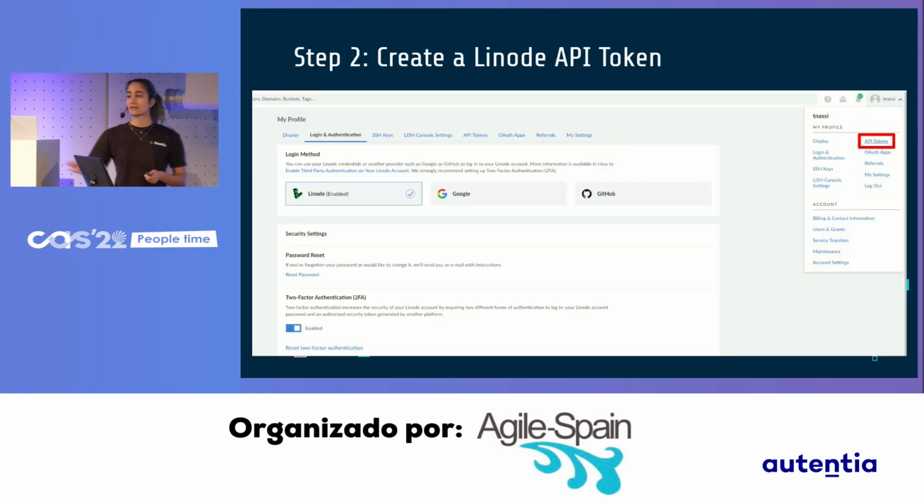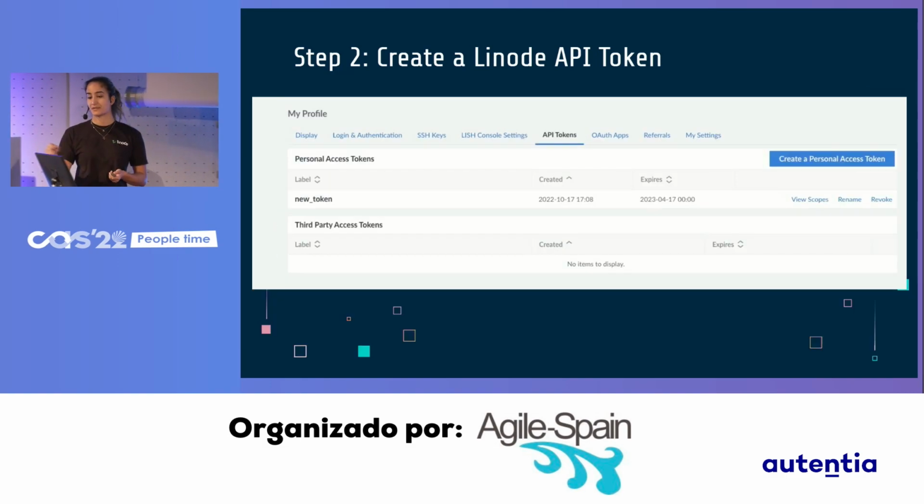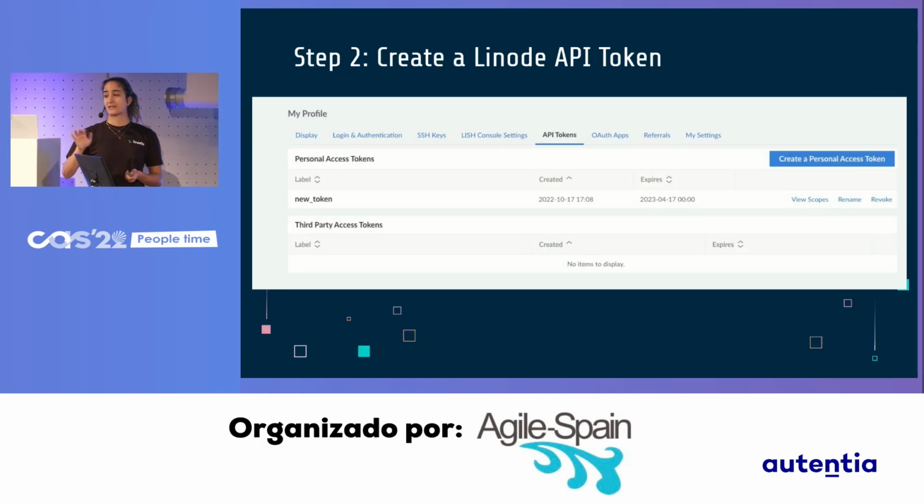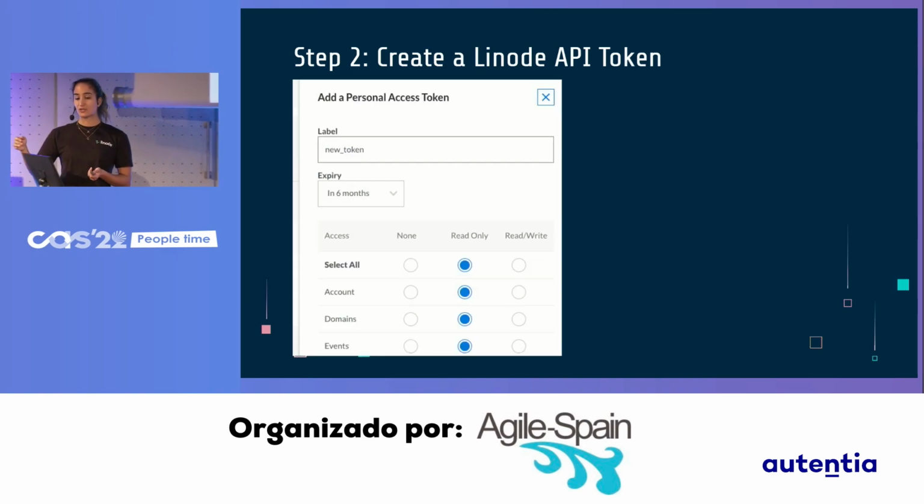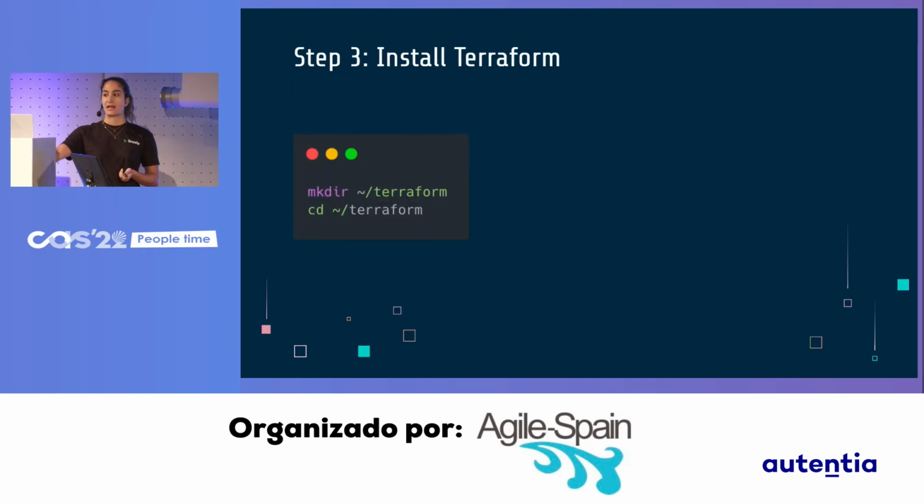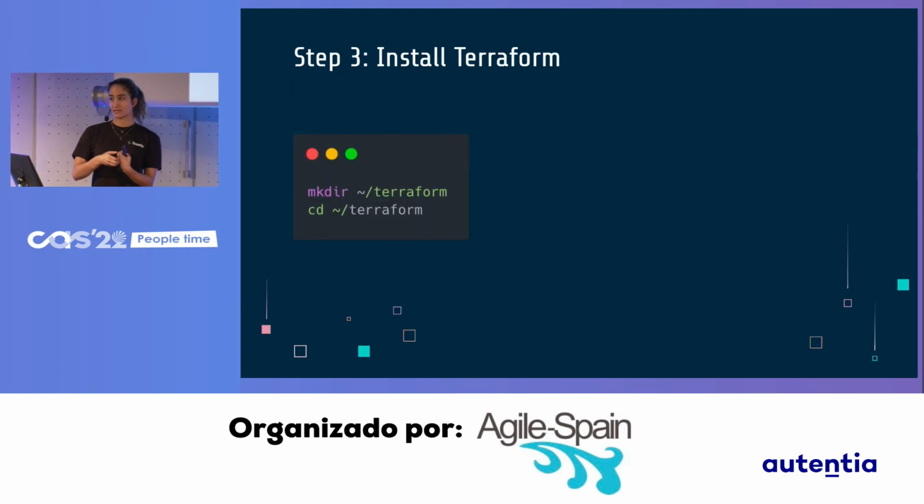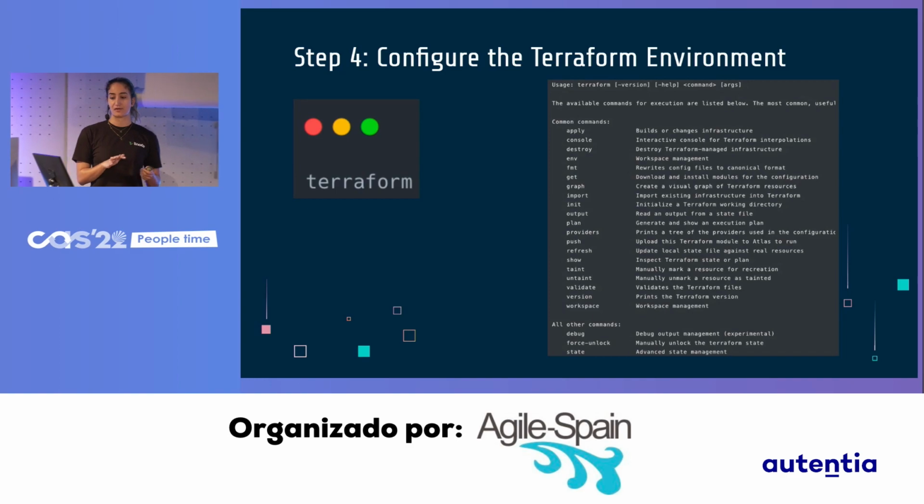Next, you need to create a Linode API token, and you do this from the UI. And then you create also this personal access token. This is how you create your API token. Once you create it, you can select your access levels, and then you install Terraform. So this is the fun part, right? You create this new project directory, navigate to it, and then you verify that Terraform can run.